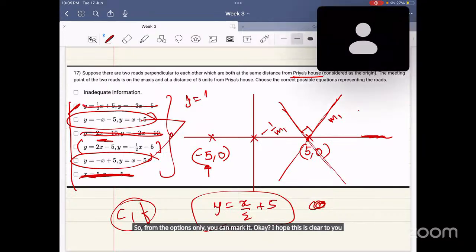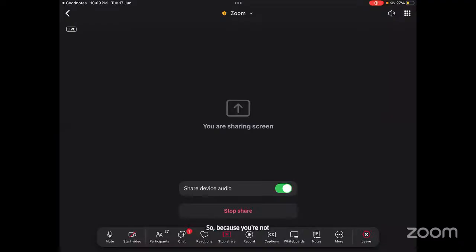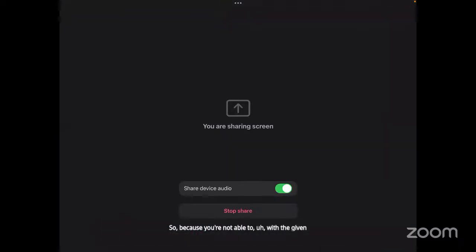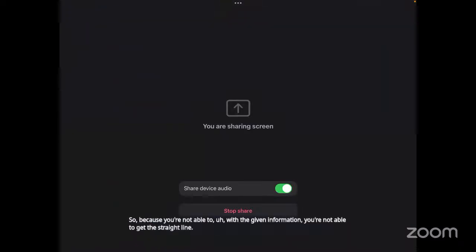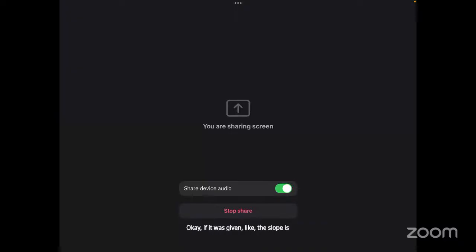But even though, whatever you were thinking is also correct, because with the given information you are not able to get the straight line. If it was given that the slope is 1 or something, then you would have got it.